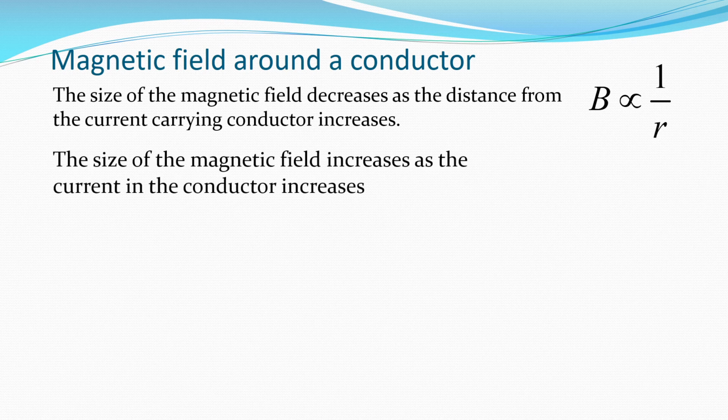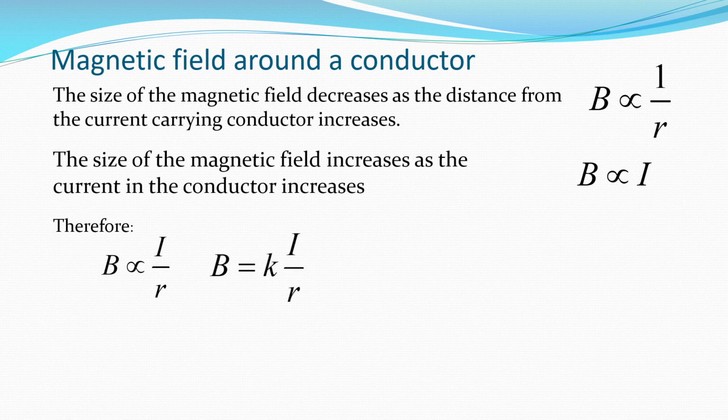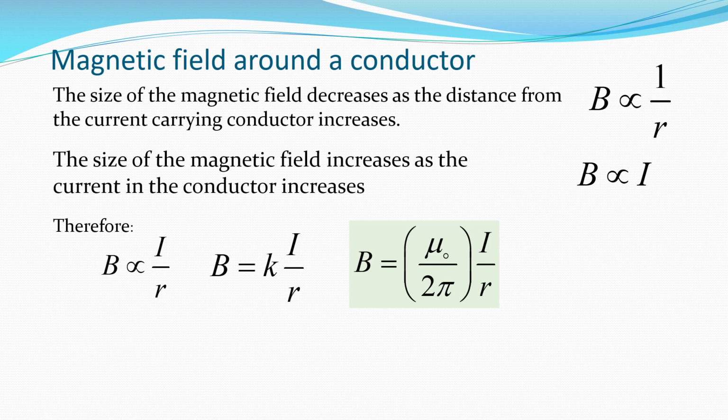We can also show by experimentation that the size of the magnetic field is directly proportional to the current through the current carrying wire. So B is directly proportional to I. We can then take these two things and put them together. So saying B is directly proportional to I over r. You should know by now, when we're looking at directly proportional relationships like this, another way to express them would be to say magnetic field strength is equal to a constant multiplied by I over r. In this case, our constant is mu naught over 2 pi.